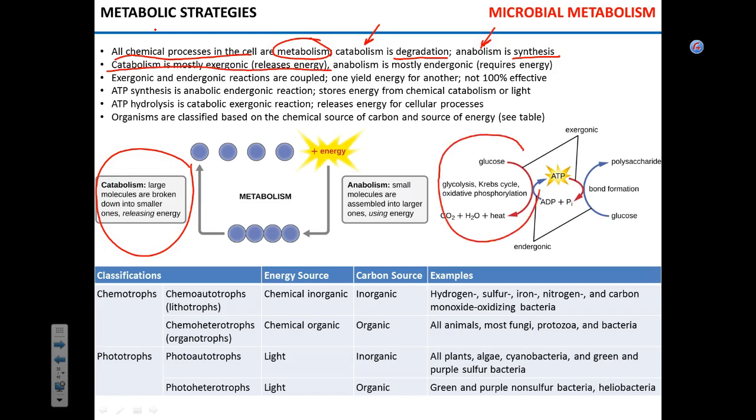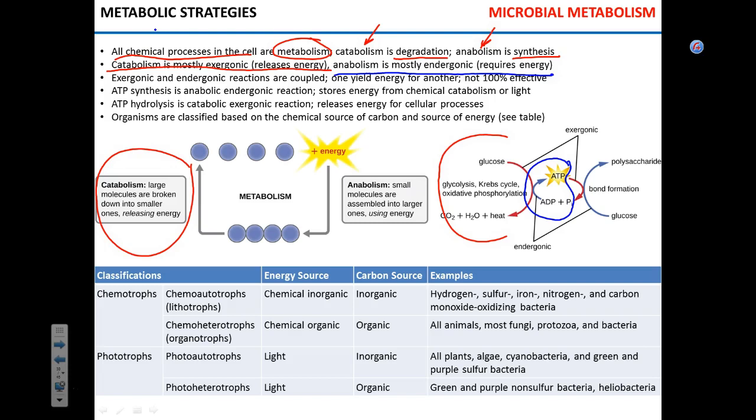So here on the right hand side you can see highlighted in red are catabolic reactions, reactions of the breakdown. For instance, in the glucose catabolism, which results in production of CO2 and water, energy is released. And this energy released in a catabolic reaction is then used by anabolic reaction of ATP synthesis right here. So anabolism is mostly endergonic.